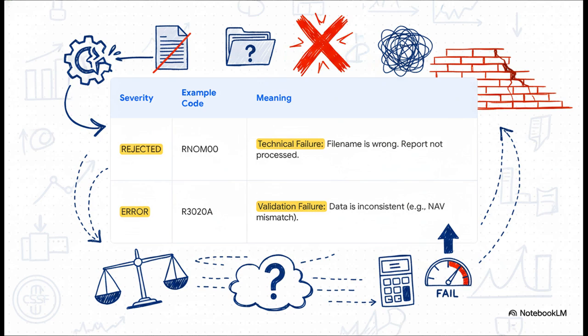If your report gets rejected, that's a hard stop. It's a technical problem, like a typo in the file name. The system didn't even look at your data. An error, on the other hand, means the file got in the door, but the data inside is wrong. For example, maybe your NAV calculation doesn't add up based on the flows you reported. That means you've got to fix the data and send it again.